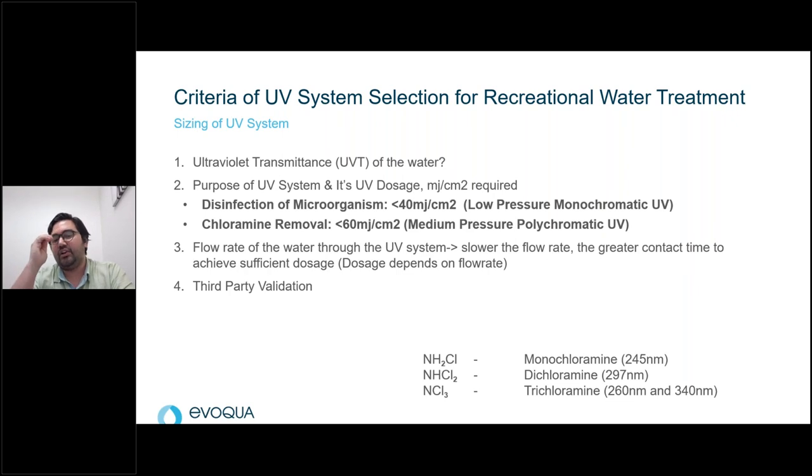If you see below there, those are the three components of chloramine. There is monochloramine, which absorbs UV wavelength at 245 nanometer, which low pressure can do. And there is dichloramine, which absorbs UV wavelength at 297 nanometer. And trichloramine, these are the ones that cause the pool smell and the eye irritation and off-gas onto the pool facilities. The wavelengths are 260 nanometer and 340 nanometer. Only medium pressure polychromatic UV can reduce this dichloramine and trichloramine so that you will have a much better pool facility.